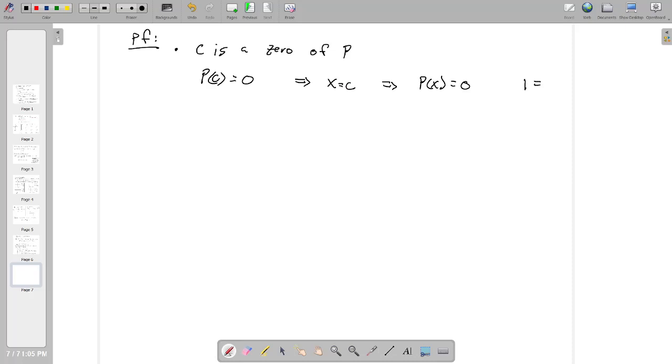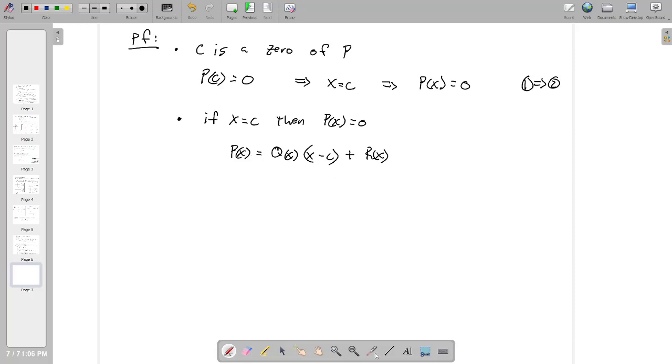This is 1 to 2. 2 to 3, what we start with is if x equals c, then p of x is equal to 0. This is our assumption. We know this to be true. We need to move to x minus c being a factor of p of x. So here what we're going to do is we're going to say, well, p of x is going to be equal to q of x times x minus c plus r of x. This follows from the division algorithm.